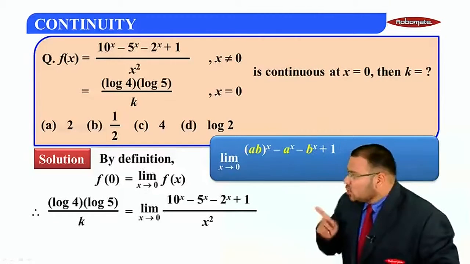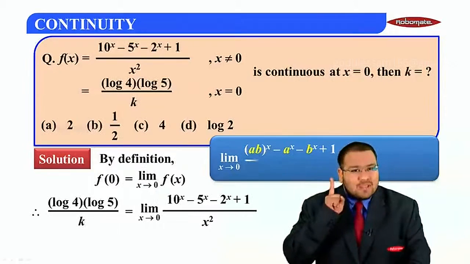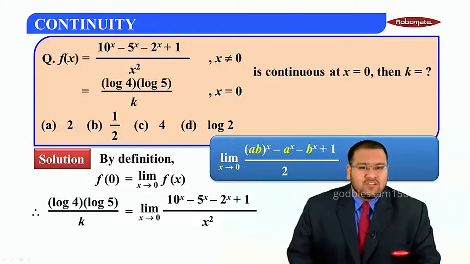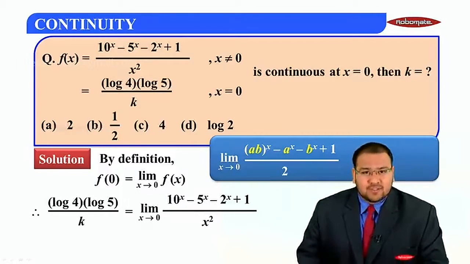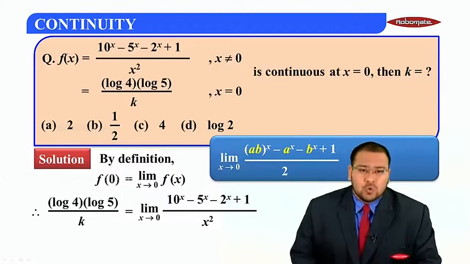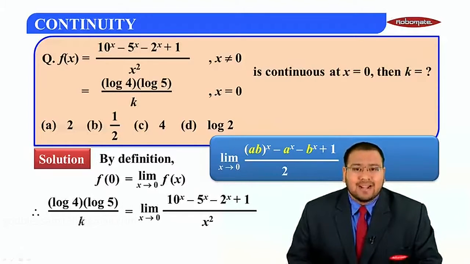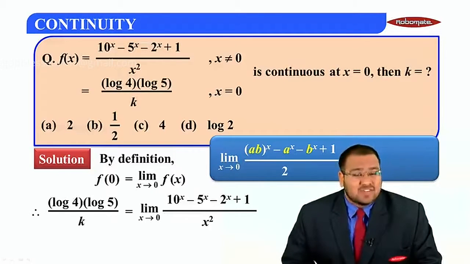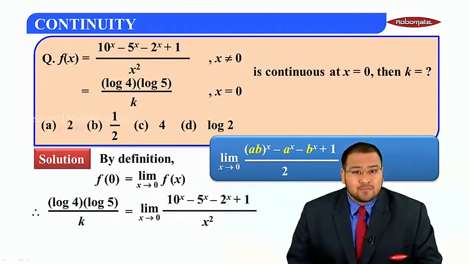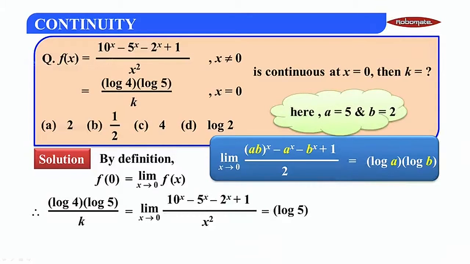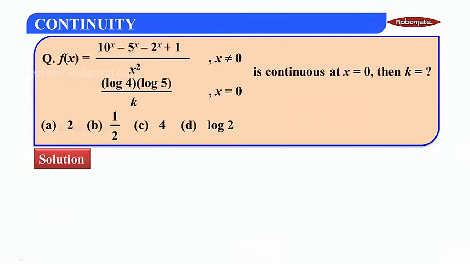My dear students, you observe this formula? Can we compare it with the above given formula? That is, the limit x tending towards 0 of (ab)^x - a^x - b^x + 1 upon x². We know that 10 is nothing but 5 into 2. So, 5 into 2 is acting as ab, whose answer is log a into log b. In this case, a is 5 and b is 2. As a result, the answer would be log 5 into log 2.